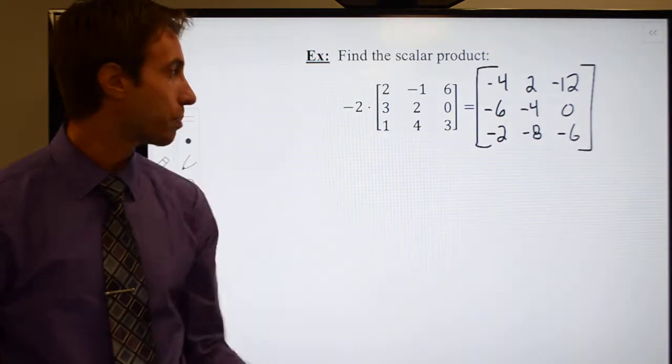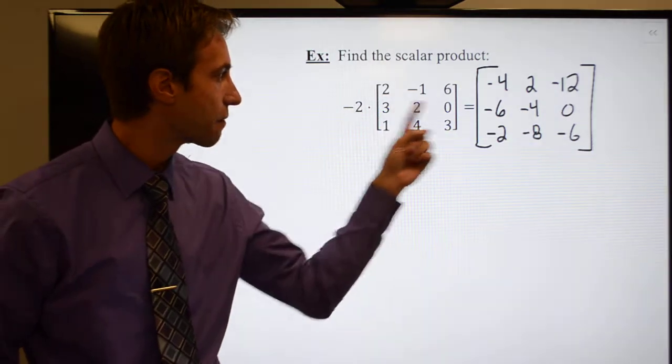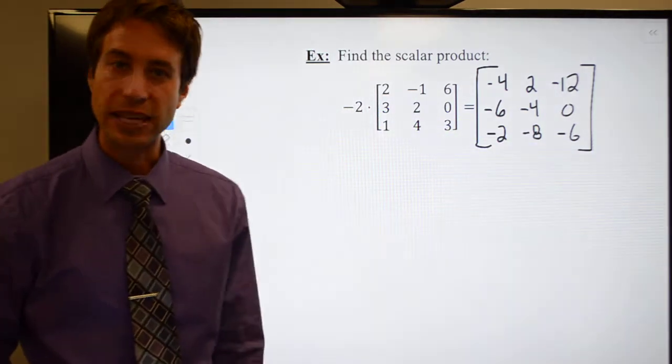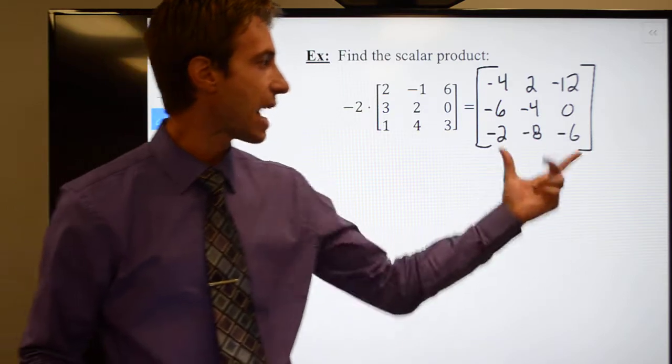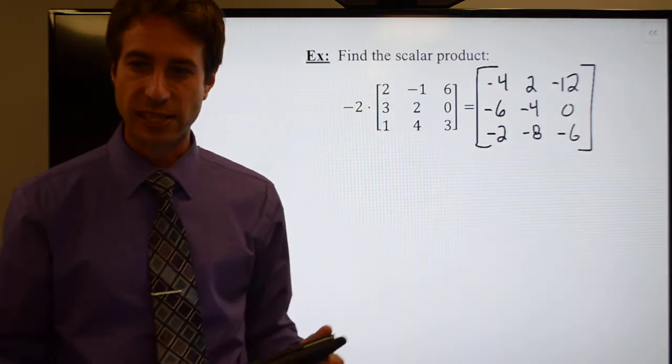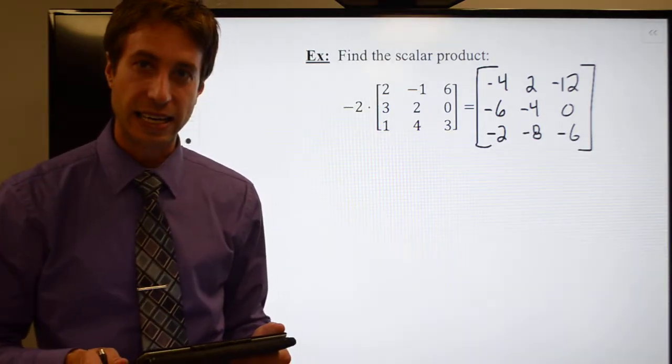Right? Just multiplying my scalar by every element in the matrix that I was originally given, and now what I have is a matrix that has been scaled by a negative 2.